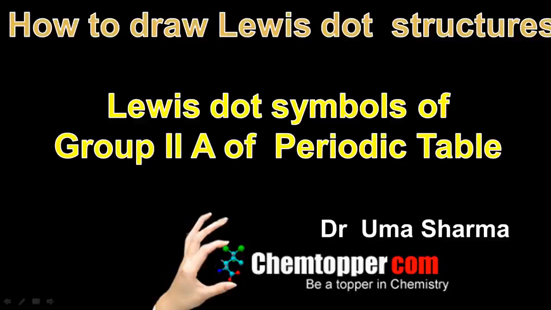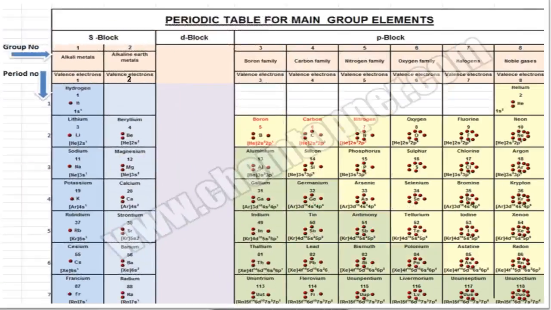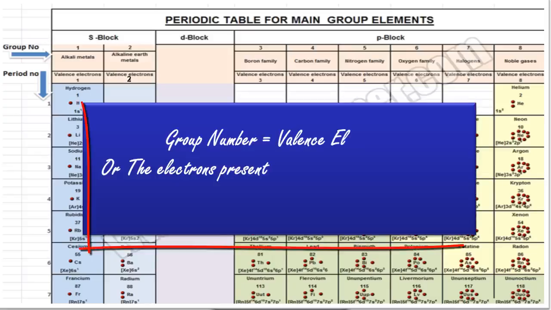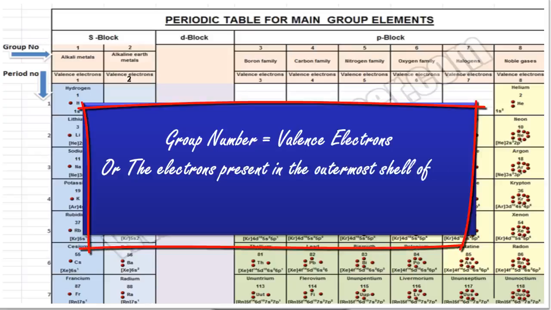In this Lewis dot structures series, we are going to learn Lewis dot symbols of group 2A elements of the periodic table. It is very important to know about valence electrons and how to calculate valence electrons for making a correct Lewis dot symbol. As we have discussed in earlier classes also, valence electrons can be determined with the help of group number, or these are the electrons which are present in the outermost shell of the electronic configuration.